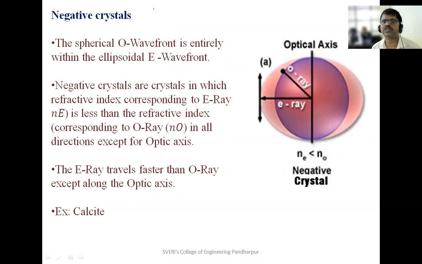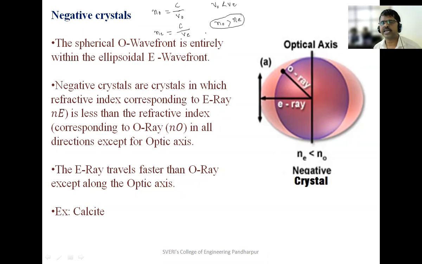Same notations. N0, the refractive index of the ordinary ray, is equal to c upon v0, and NE, the refractive index of the extraordinary ray, is c upon VE. So what is the relation between v0 and VE? V0 is less than VE. Then N0 is greater than NE. This is the second point.